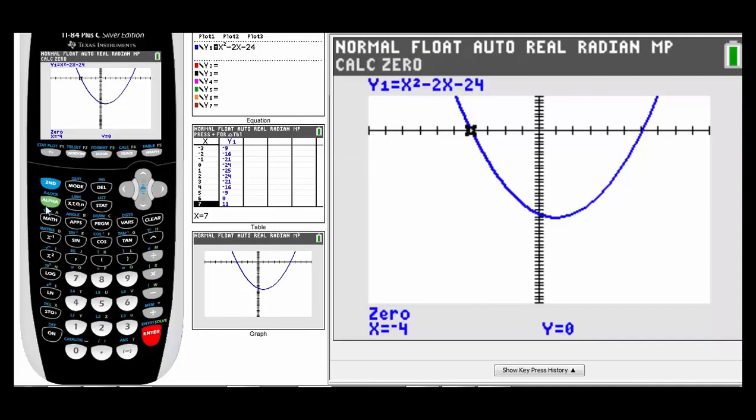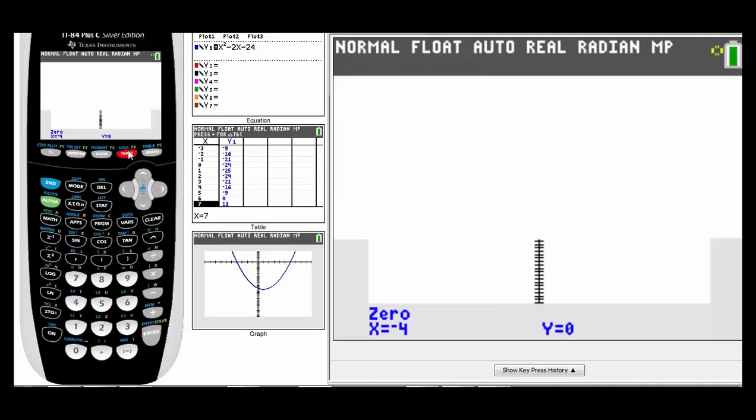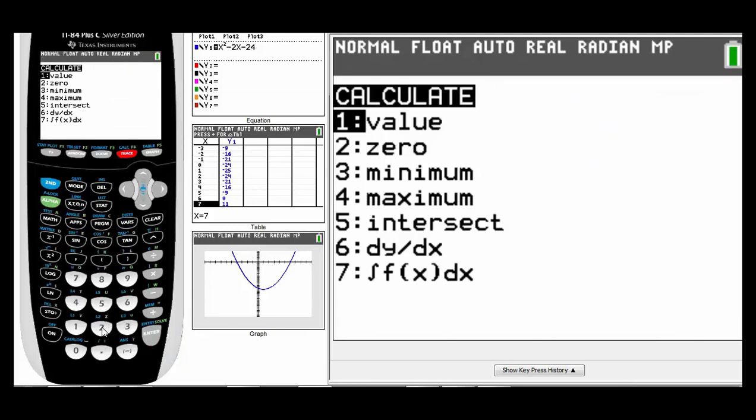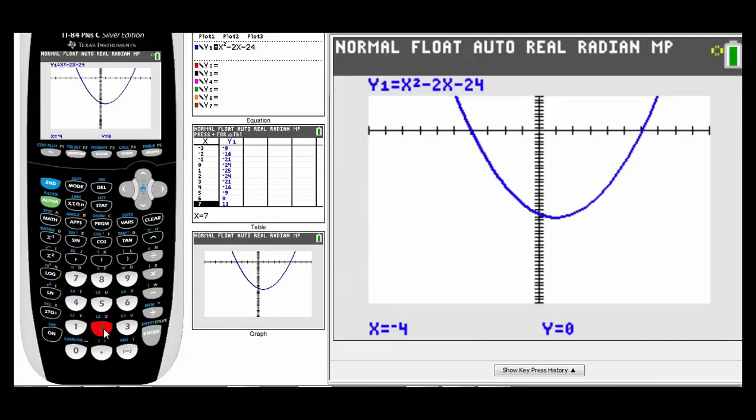Now let's go ahead and find the one on the right. And again, we know it's 6, but let's see how we can go through this process. We choose second calc, choose my 0 function, and again, I want to be to the left. And I am to the left right now of my 6 value.